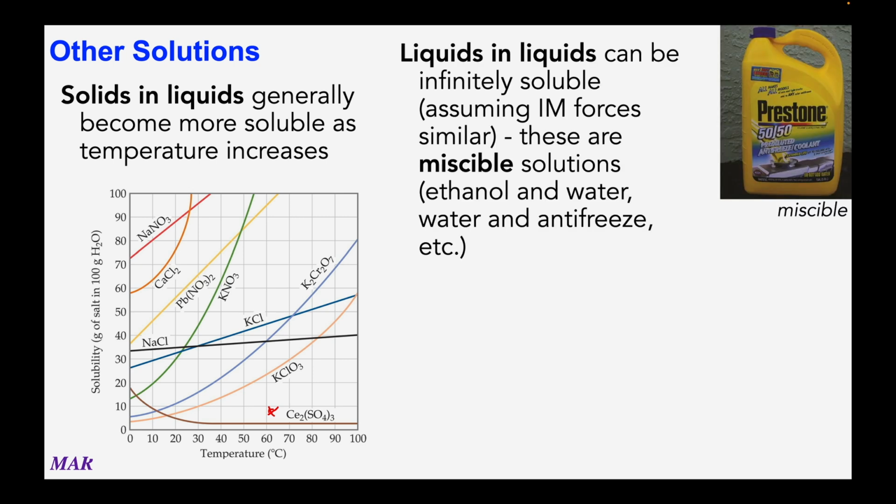Liquids in liquids can be infinitely soluble if they have similar intermolecular forces. So, for example, water in ethanol, water in acetone, all these kind of similar things, if they're liquids, they should be able to dissolve almost forever. They're considered to be miscible. Miscible is a term that means that they get along really, really well. It's usually used for liquids. And if they have similar intermolecular forces, they should just dissolve as long as you like.